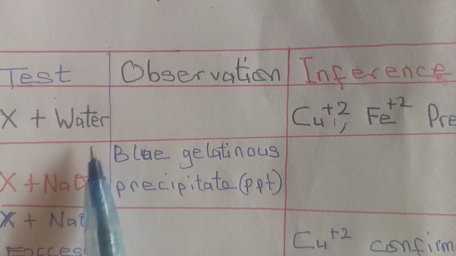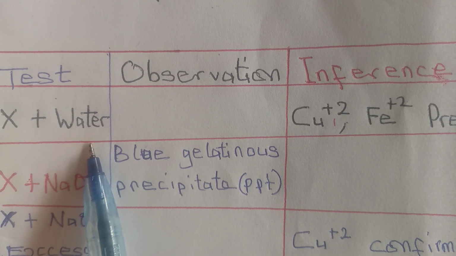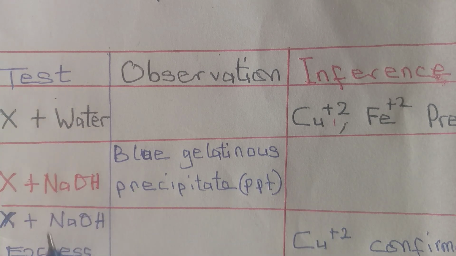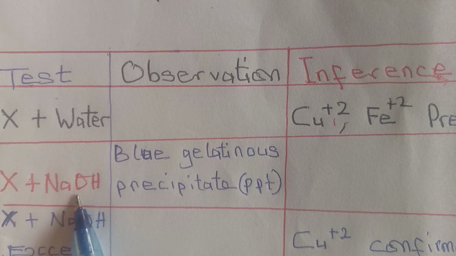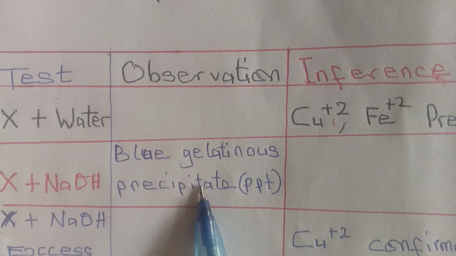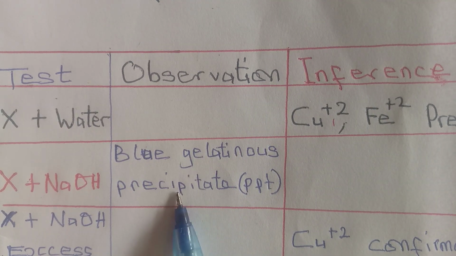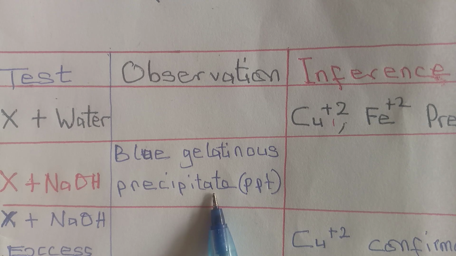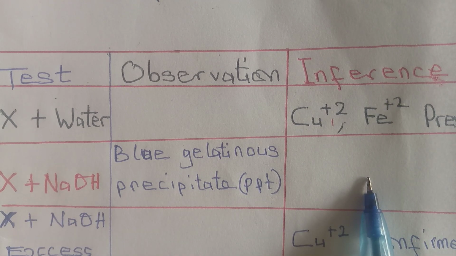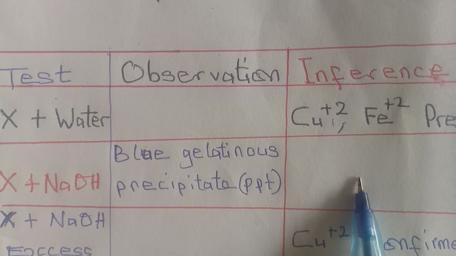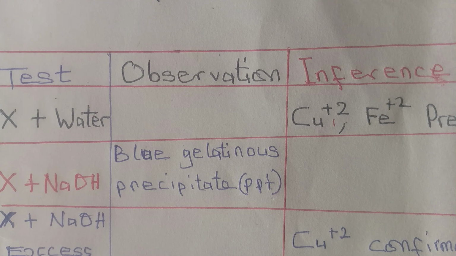Now, obviously, the solution of S would have been split up into 2 or more parts. Then the first part of the solution, X, was mixed with aqueous sodium hydroxide, obviously in drops. Then under observation, we were told that a blue gelatinous precipitate was observed. In that case, what do you think will be under the inference? That space again was left blank for you to fill up.